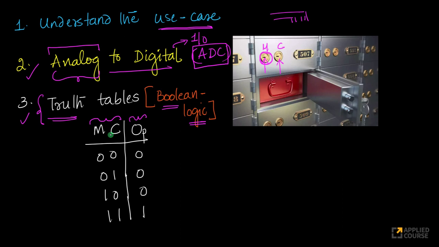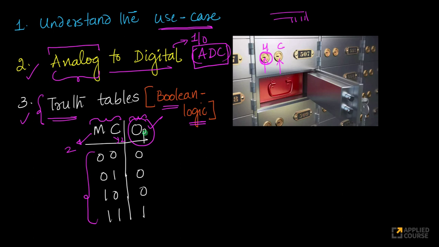C represents whether the customer's key is valid or not. So this has two values, 0 or 1. Now, based on various combinations, because M can take two values and C can take two values, there are a total of 4 possible values, 2 into 2, right? So for each of these combinations, what should be the logic for the output or the open logic?